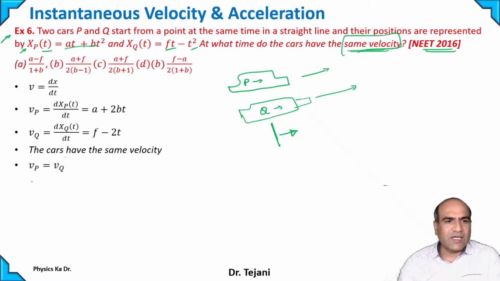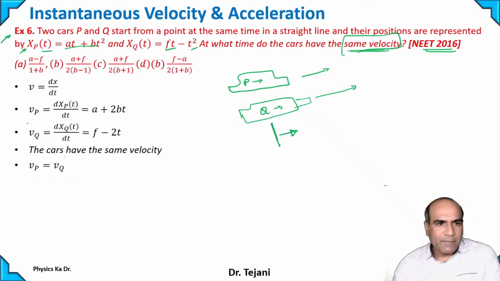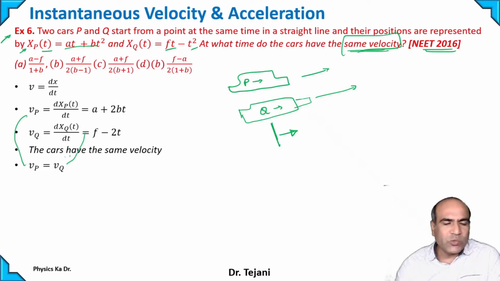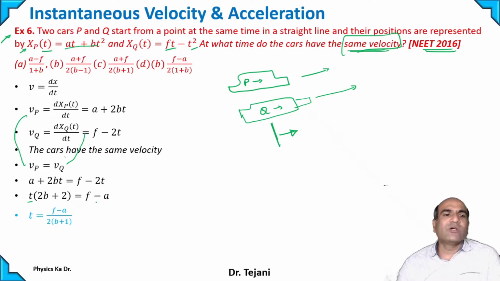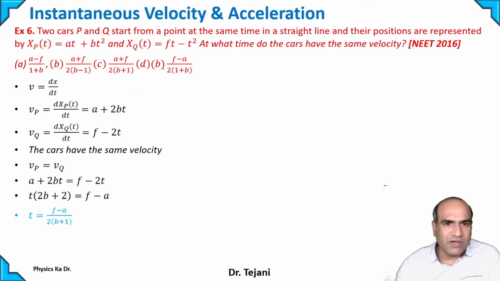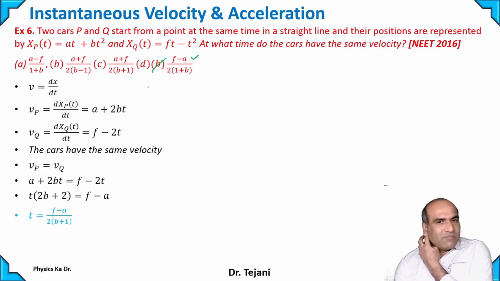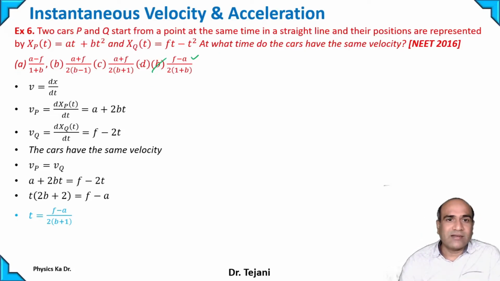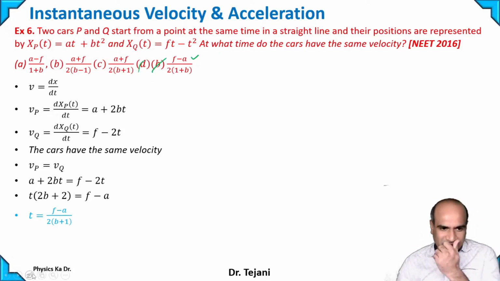The cars have the same velocity at the time, so Vp is equal to Vq. Put Vp and Vq here: a plus 2bt is equal to f minus 2t. If we send the terms across, we get 2bt plus 2t. We can take t as common, and on the opposite side f minus a, so t is equal to f minus a divided by 2b plus 2. Do we have that option? F minus a, yes, it is here. So answer number D is the correct answer. Great.